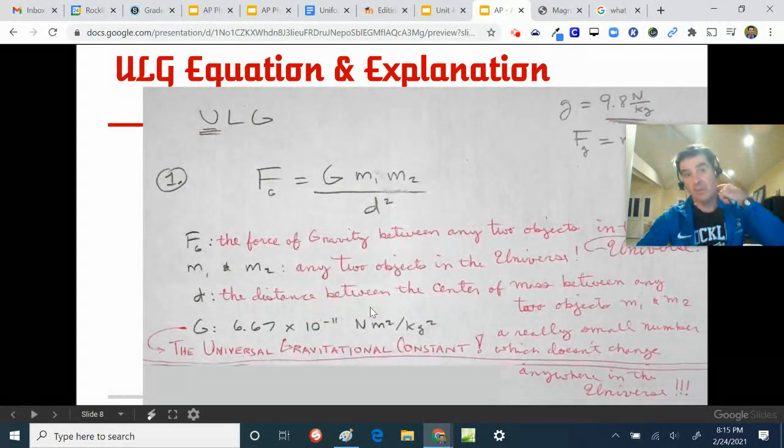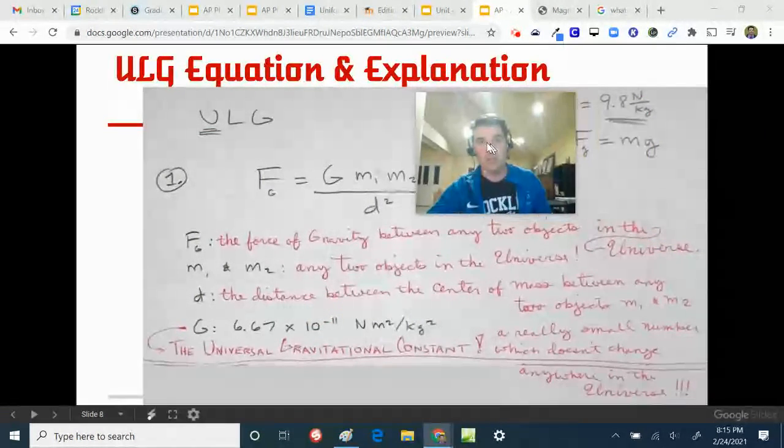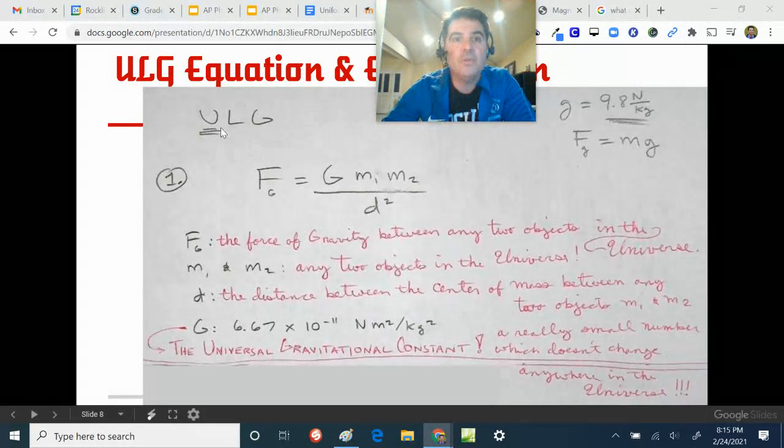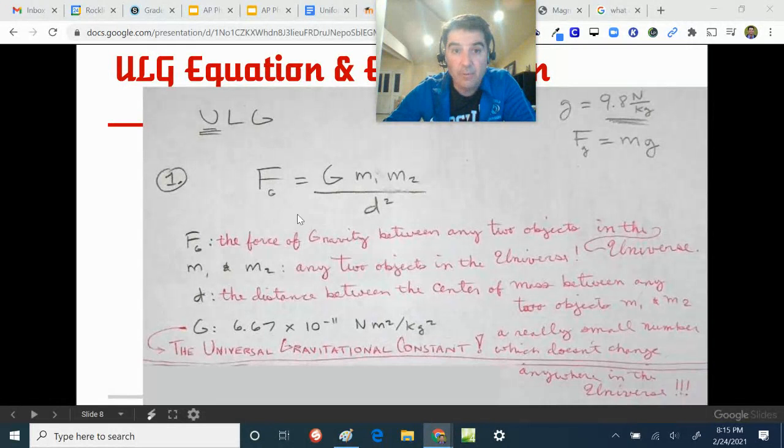Okay, so here is the equation, and I'm right in the center now. The ULG, Universal Law of Gravitation. The force of gravity will be equal to, and so it says the force of gravity between any two objects. The two objects are m1 and m2, divided by the distance between them squared.